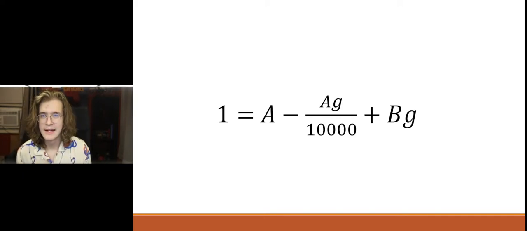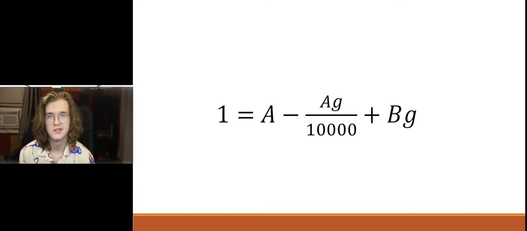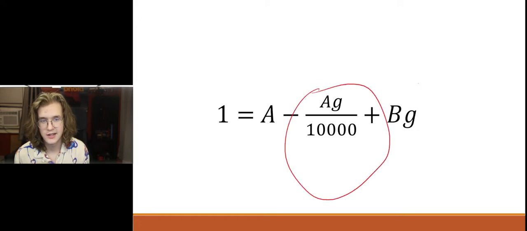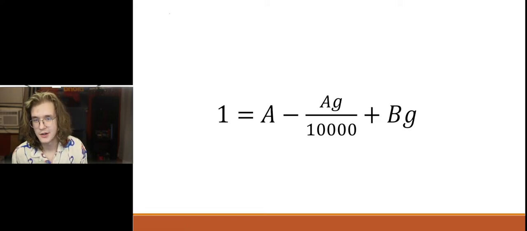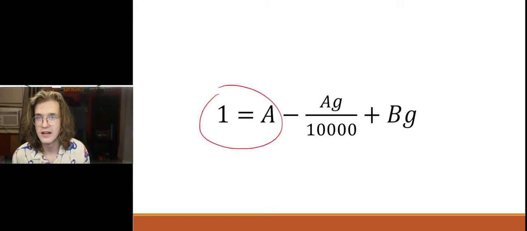So now we can imagine our g is a variable. It can be any value. So if we take that value to be 0, let's say, then these two terms, this one and this one, are going to be 0 if we take that g to be 0. So then we're left with just that, the 1 equals a.